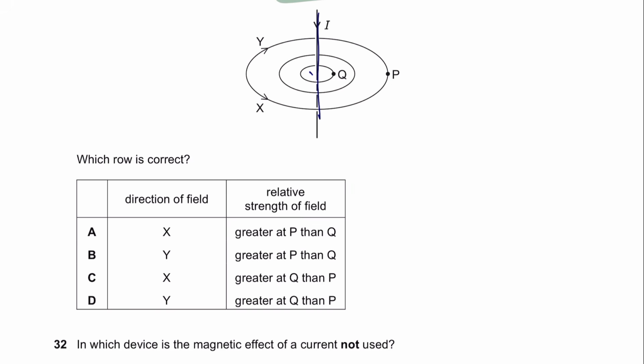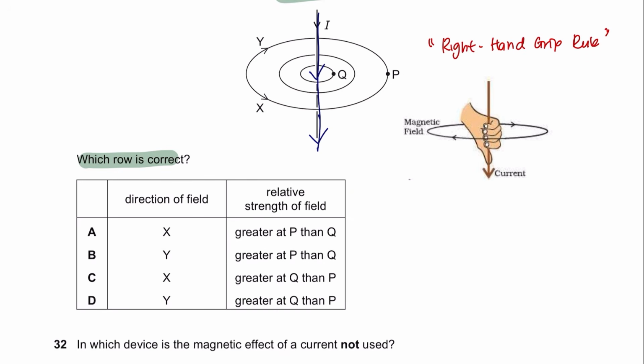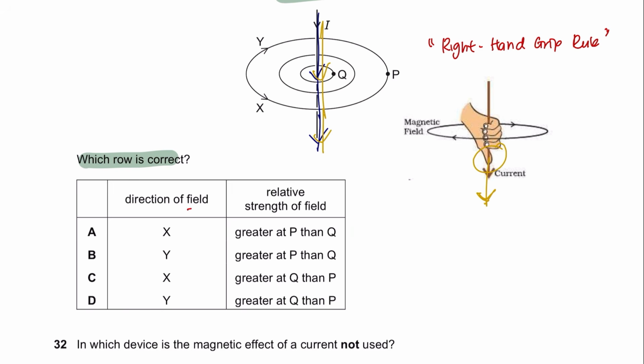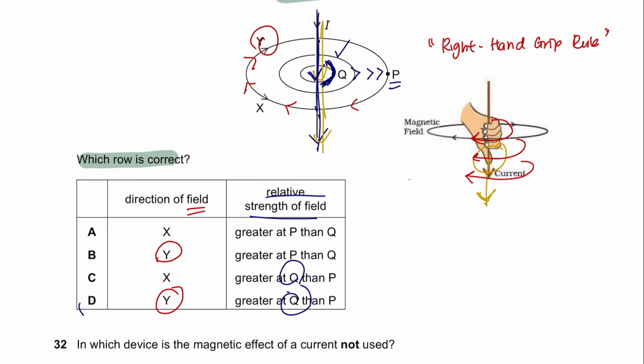So the current is flowing in this direction, downwards. Which row is correct? To know this, you must apply the right-hand grip rule. Since the current is flowing downwards, make sure that your thumb is also pointing downwards. As for the direction of the field, you follow the curvature of your fingers, which is this direction. So your arrow should be Y. And for the relative strength of the field, the closer they are to the current flow, the stronger they are, meaning that Q is greater than P. So the answer is D.